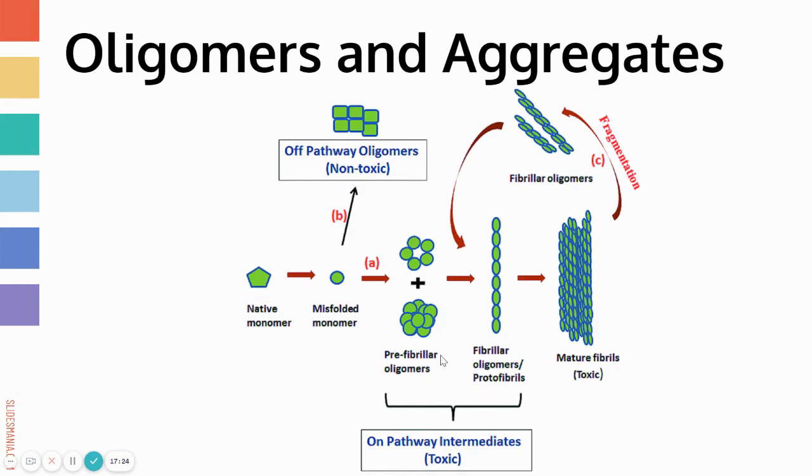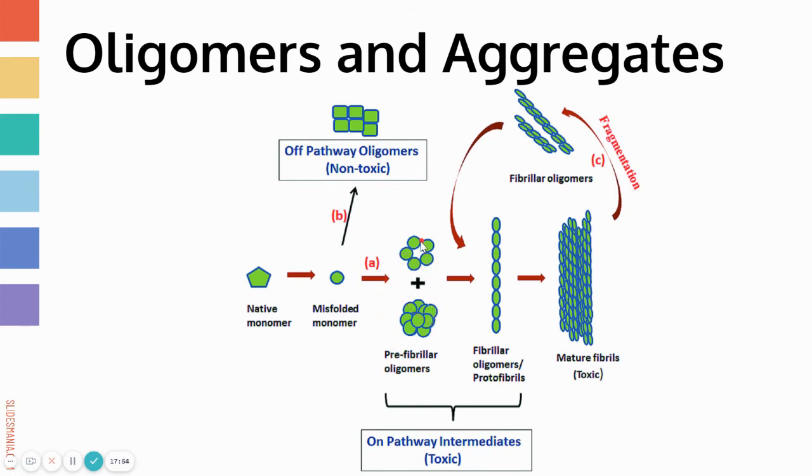Okay, last system slash context here. So this last one has to do with oligomers and aggregates. Remember that when we have a protein, there's a native fold, which means the proper 3D shape, and then we also have misfolded shapes. And if we make small little clumps of these misfolded proteins, we form what are called oligomers.